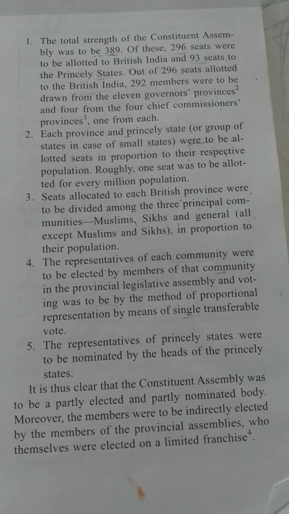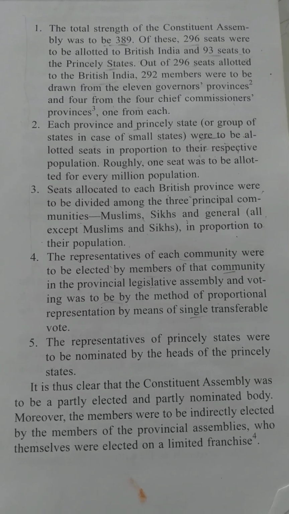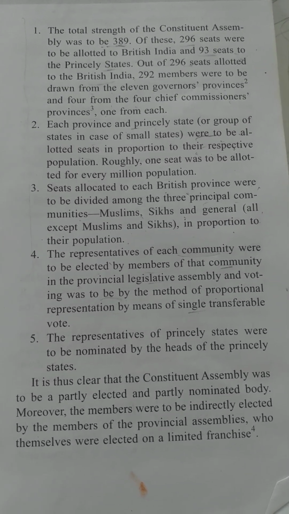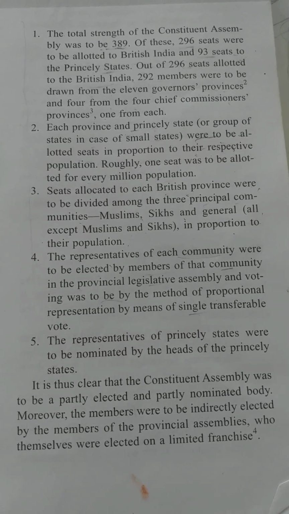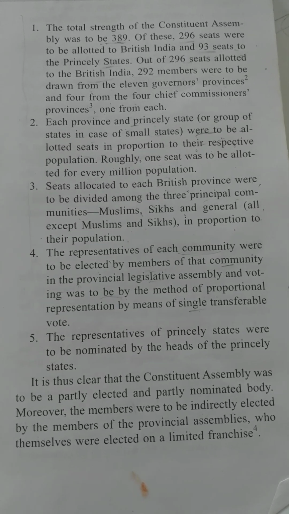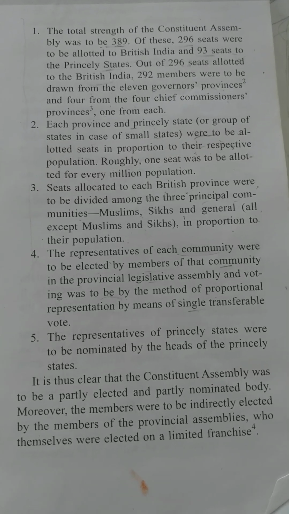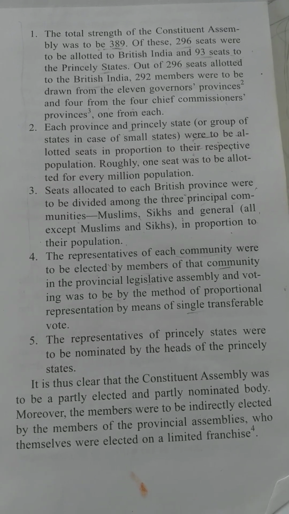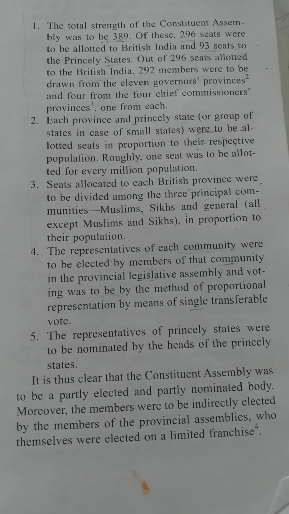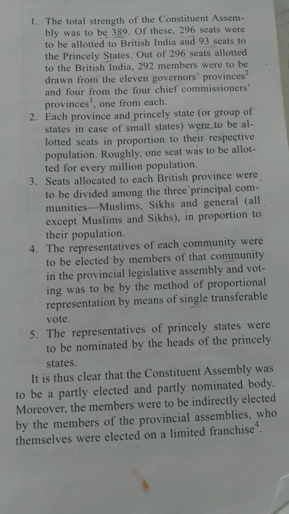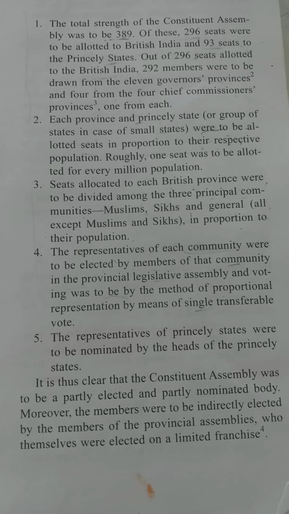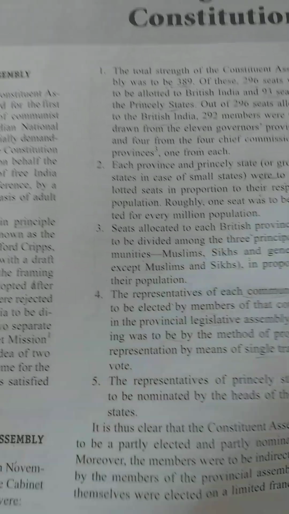It is thus clear that the Constituent Assembly was to be a partly elected and partly nominated body. Moreover, the members were to be indirectly elected by the members of provincial assemblies, who themselves were elected on a limited franchise.